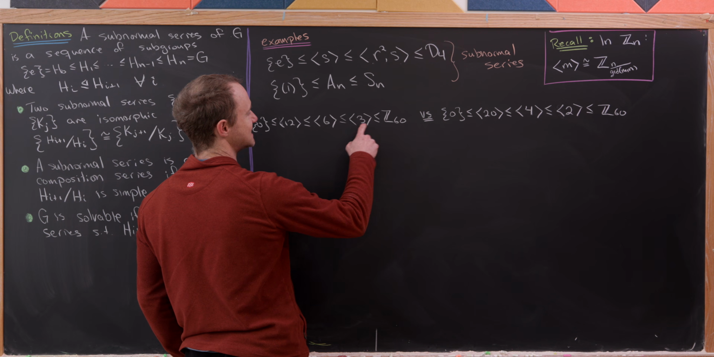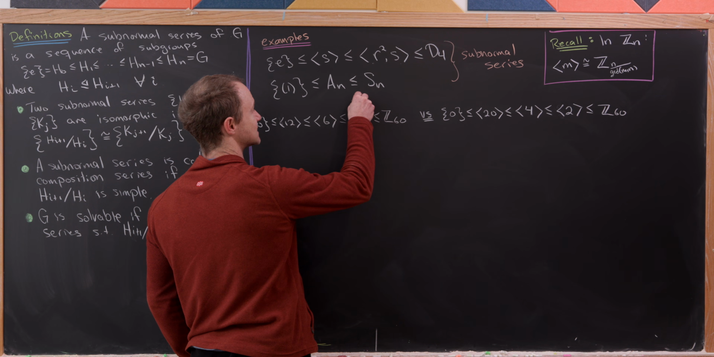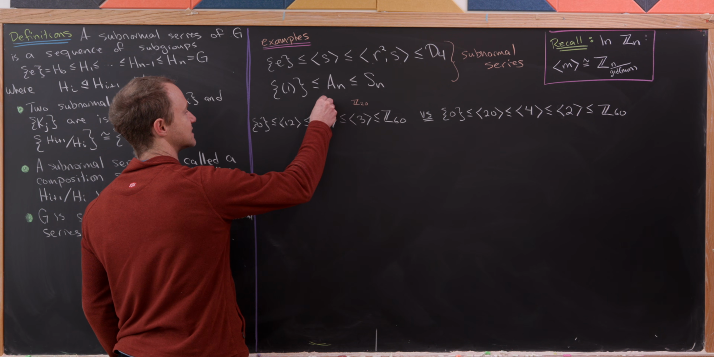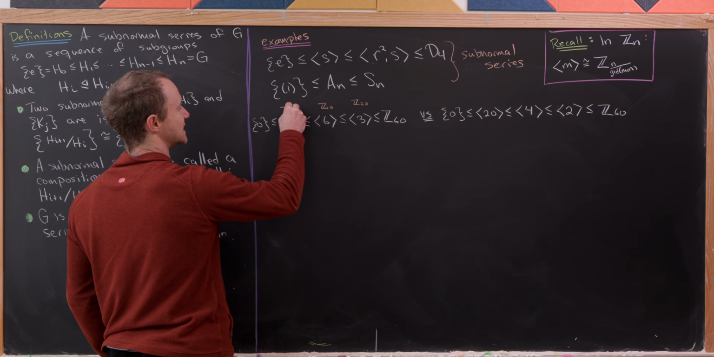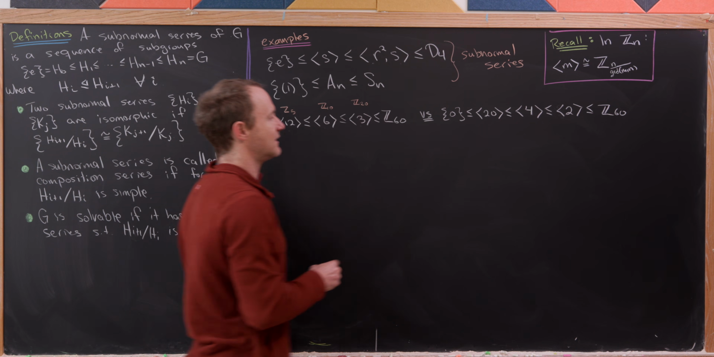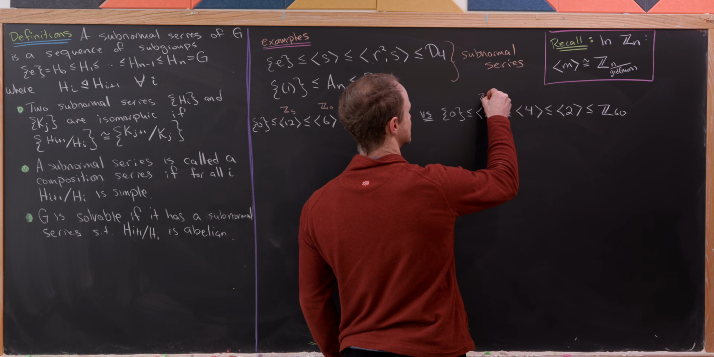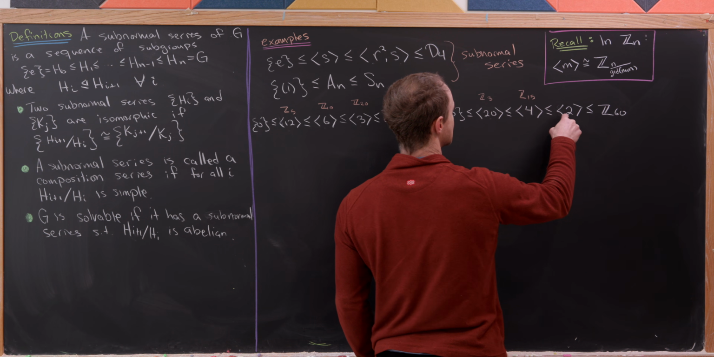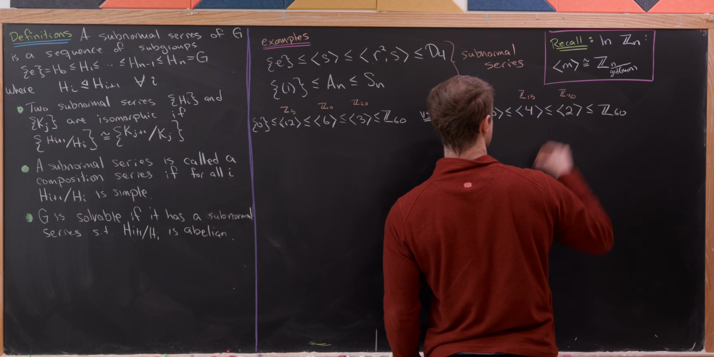Notice that 60 divided by 3 is 20. So this is isomorphic to Z20. Then this is going to be isomorphic to Z10. This right here is going to be isomorphic to Z5. And this is just the trivial group here. And then over here, we've got something generated by 20. So that's going to be isomorphic to Z3. This one will be isomorphic to Z15. This right here will be isomorphic to Z30.